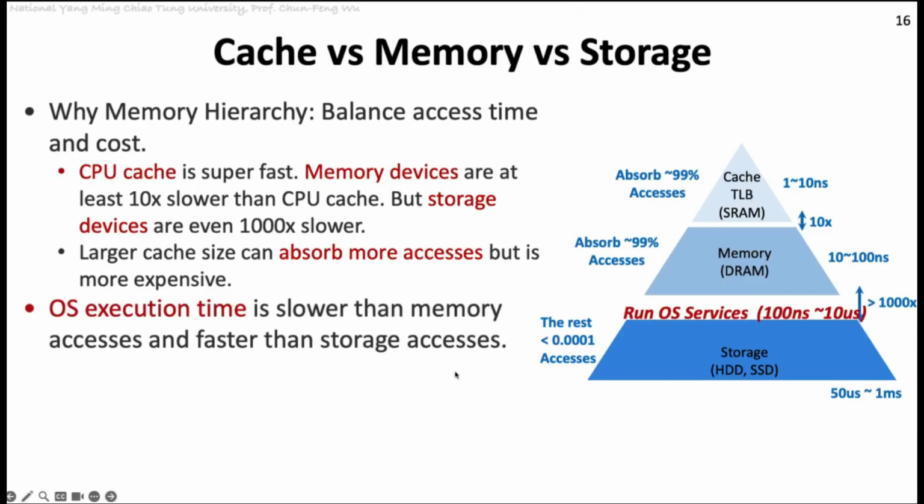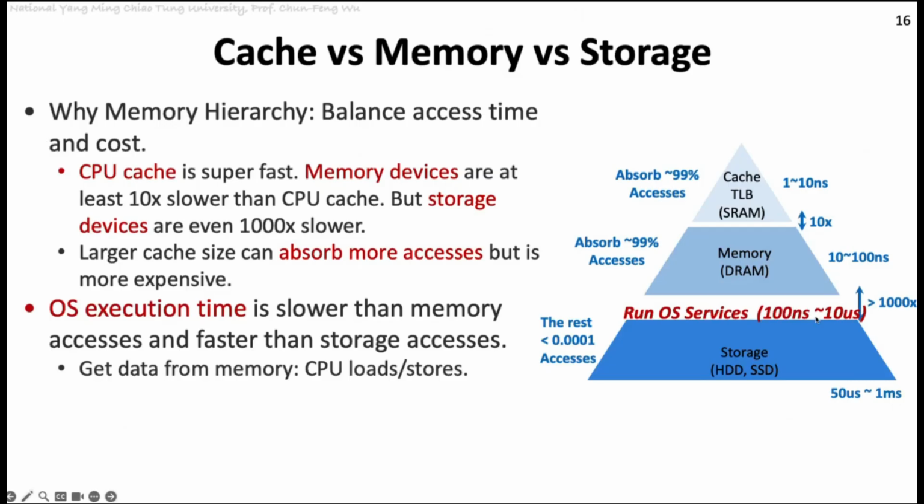So where is operating system execution time? Operating system execution is when the CPU is running operating system code, like kernel functions. It is usually between memory and storage, around 100 nanoseconds to 10 microseconds. It depends on what kind of code you are running: a context switch, the scheduler, or just switching from kernel to user mode to do some very simple things. So the range is quite huge, but it is around 100 nanoseconds to 10 microseconds.